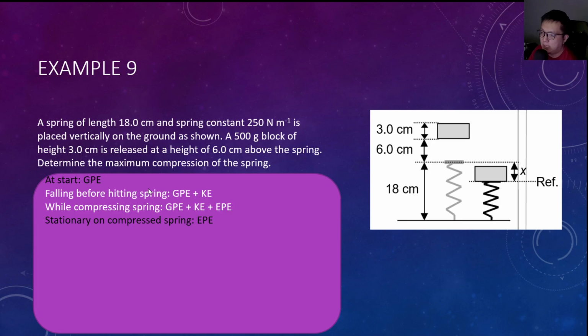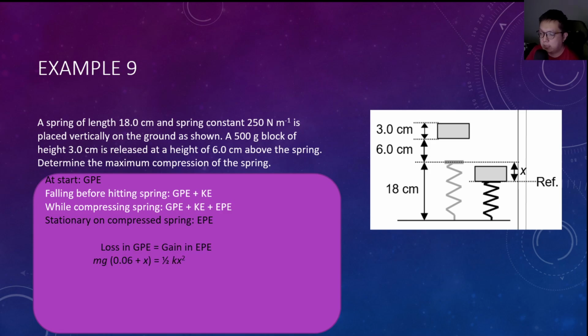I don't really need to care about what's happening in the middle here because I just want to know the maximum compression of the spring. This is when the spring has stopped. So I just need to compare the GPE, KE and EPE at the end. That means all the GPE that's lost is gained as elastic potential energy of the spring, because the block is no longer holding any kinetic energy.